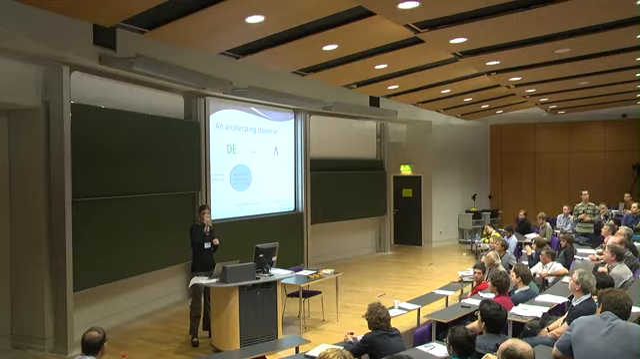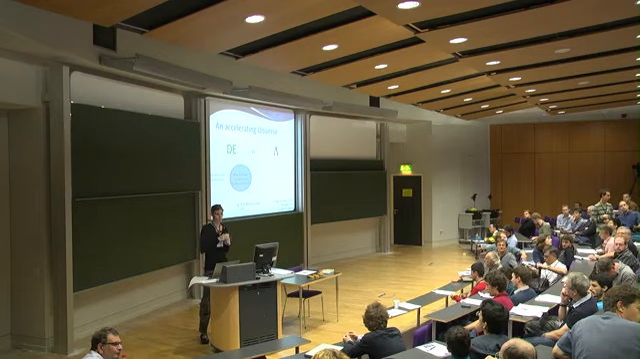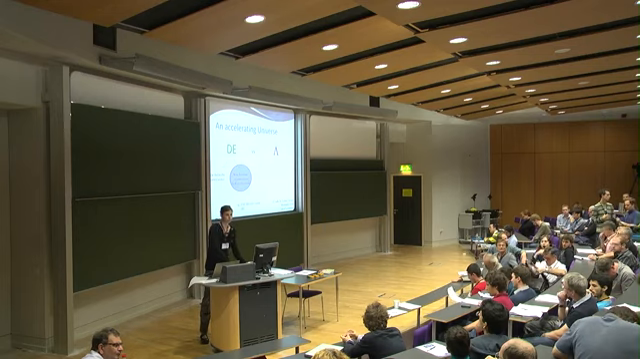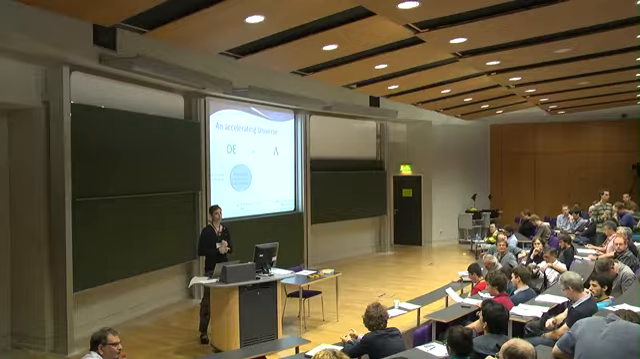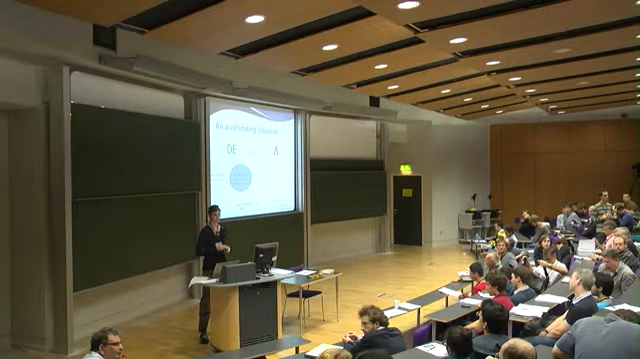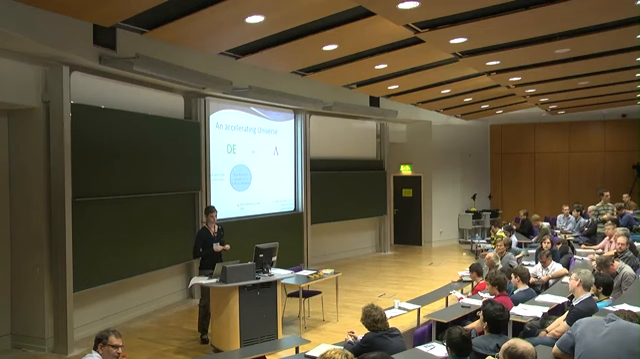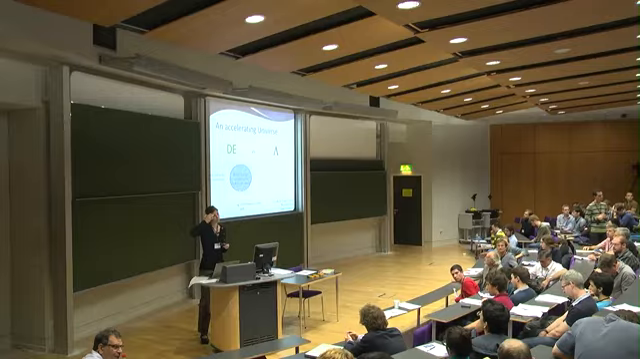Yes, so you put new degrees of freedom in the matter sector and new degrees of freedom in the gravity sector. I think this is creating some confusion, because the way we have been doing this is that we have cosmic acceleration, and under that one you have new degrees of freedom in the matter sector and new degrees of freedom in the gravity sector. In which case dark energy is not the englobing idea, but rather one of the items.